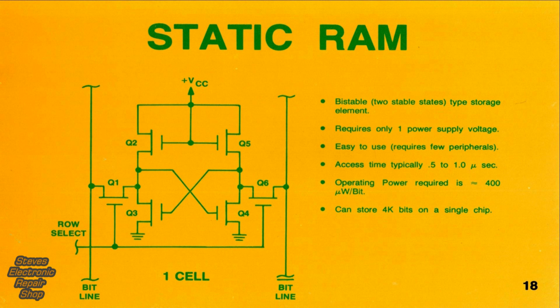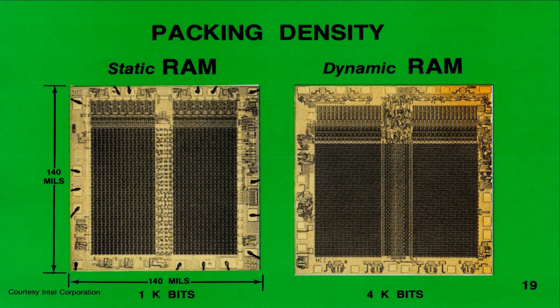The static RAM requires only one power supply. It's also easy to use, requiring few peripherals, if any. Access time is typically 0.5 to 1 microsecond. Operating power for the static device is approximately 400 microwatts per bit. Finally, as of this recording, 4K bits can be stored on a single chip. Storage capacity brings to mind another term you'll hear frequently. It's called packing density, and refers to just how many memory cells can be crammed into a given chip.